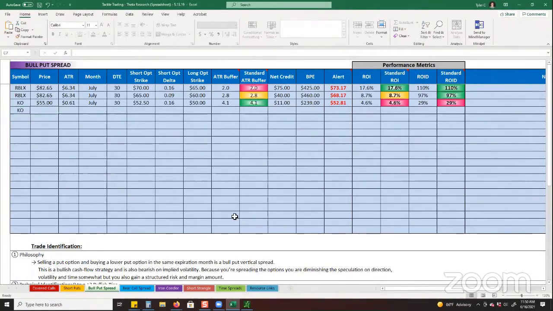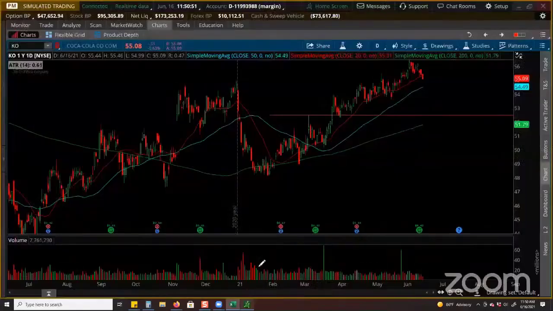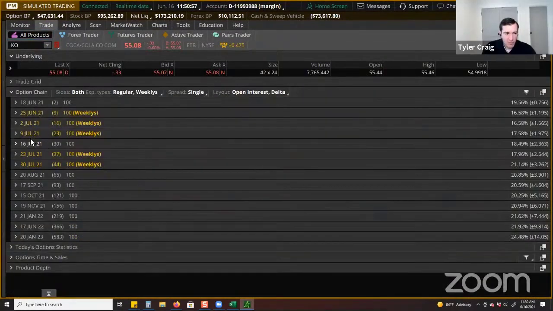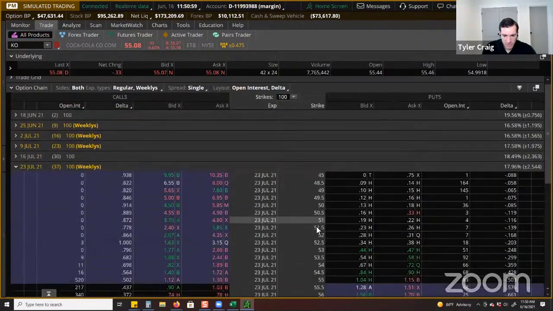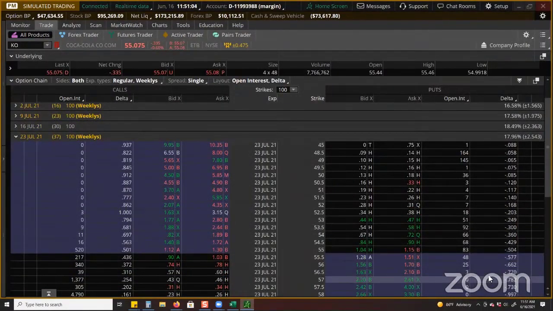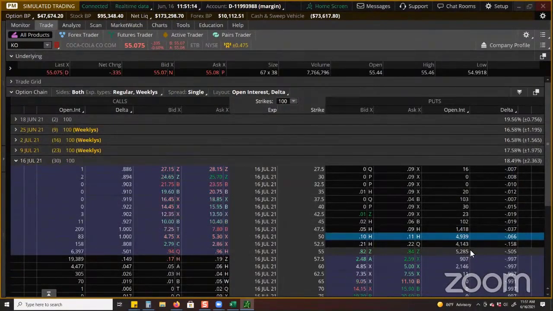The problem is, it's Coca-Cola, and what are you going to do? Sell the 55.50? What you'd have to do is go to one of the weeklies, which give you strikes between those two, right? Then you deal with liquidity issues on some of those weird strike prices that are not traditional strike price differences, right? And so for me, it's Coca-Cola. It's much more of a naked put, covered call type candidate than it is a bull put candidate.